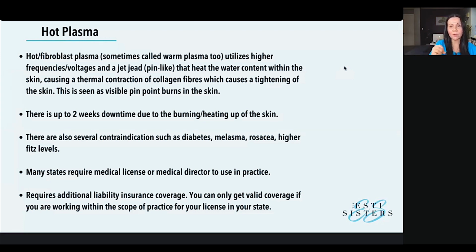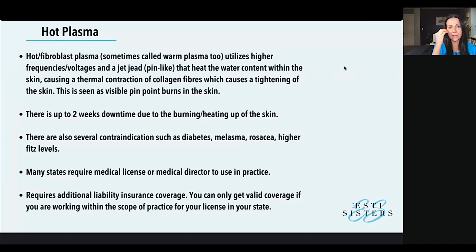When we look at DrPlaton, we're using a flat ceramic head that automatically diffuses a lot of the current. So it's cold, meaning more at body temperature. It's not hot to the touch, and it's not going to cause any trauma to the skin. Hot plasma, and how it actually works on the skin, is that it's heating the water content within the skin, causing a thermal contraction, a little bit similar to lasers. And so it's contracting the collagen fibers, causing a tightening.